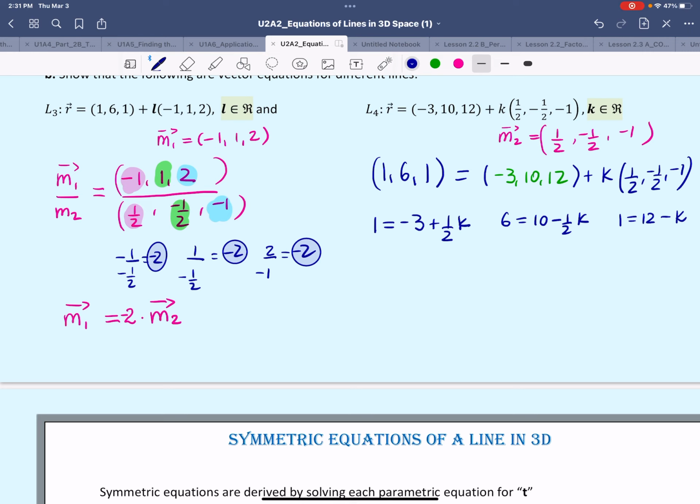So we're going to solve the equations. So 1 minus 3, that's -2... that's a 4 equals half k, which will give a k value of 8. 6 minus 10, that's -4, equals -half k. So that will give a k value of 8. So far so good. It looks like they would fit in. And last we have 1 minus 12, that's -11, equals -k, which makes k equal to 11.